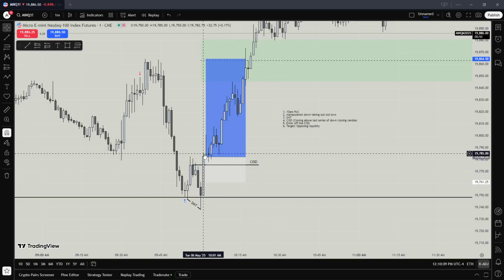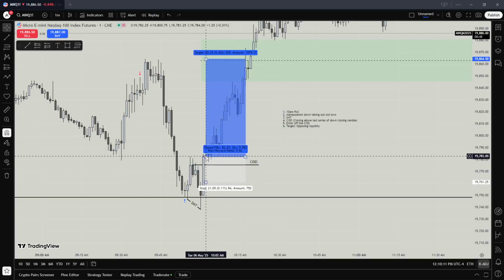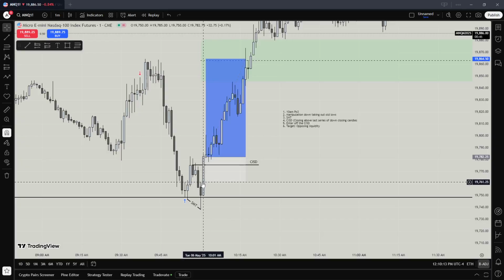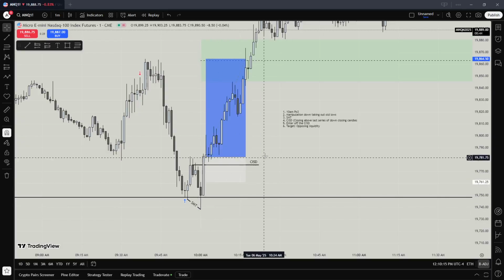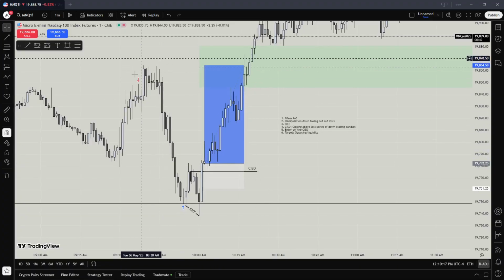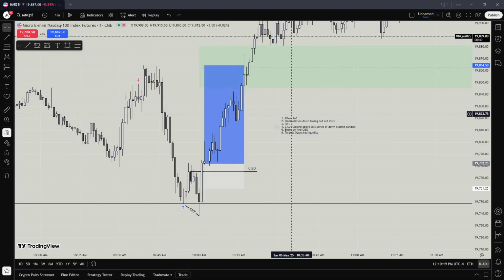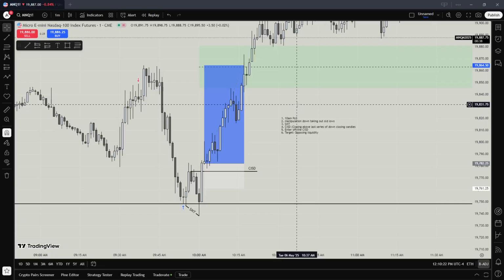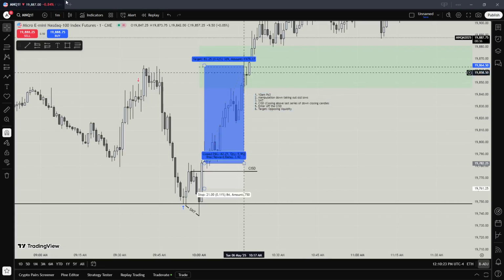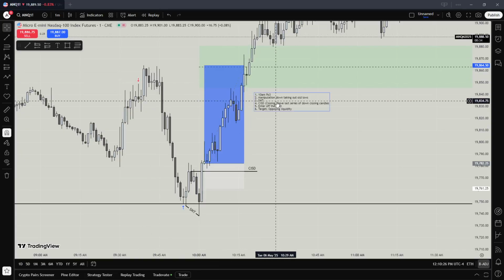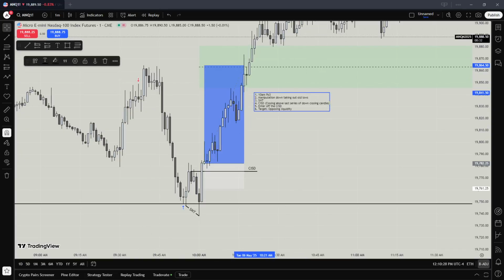What do we do? We enter right after that candle. We put our stop right here at the bottom of the fair value gap, or if you want to put it at the lows, you can. And what do we target? Opposing liquidity. Simple as that. If you guys want to stop and write that down, you 100% can. It really is that simple.